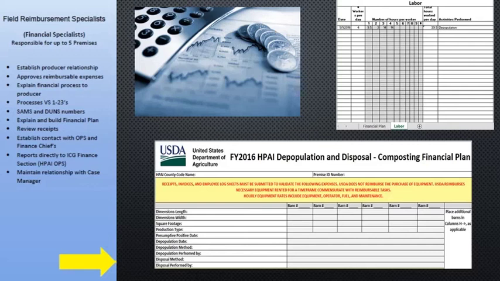So as you can see, all three of these positions are vitally important for helping that producer from the beginning of knowing that they're an infected premises, clear through the restocking process and getting back in business. The case manager is that primary point of contact for passing information. The site manager is primarily responsible for biosecurity while operations are ongoing on that premises, and the field reimbursement specialist assists that producer in getting payments for not only the birds but the equipment and contracting that might go on if they're going to do their own cleaning and disinfecting, and reimbursements for other things like feed and materials that have to be disposed of.